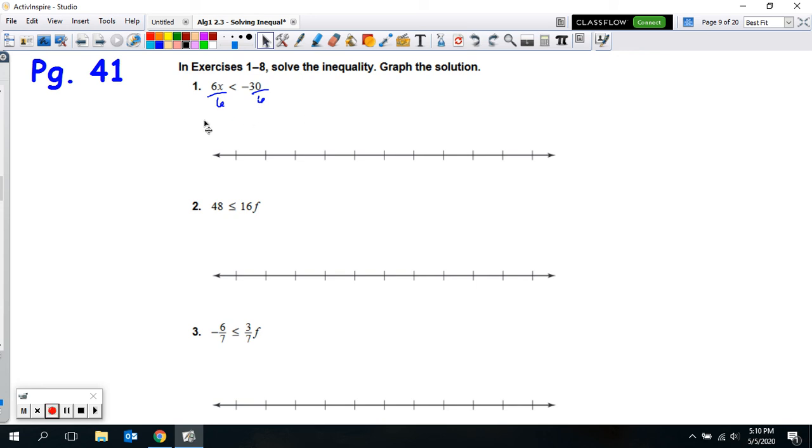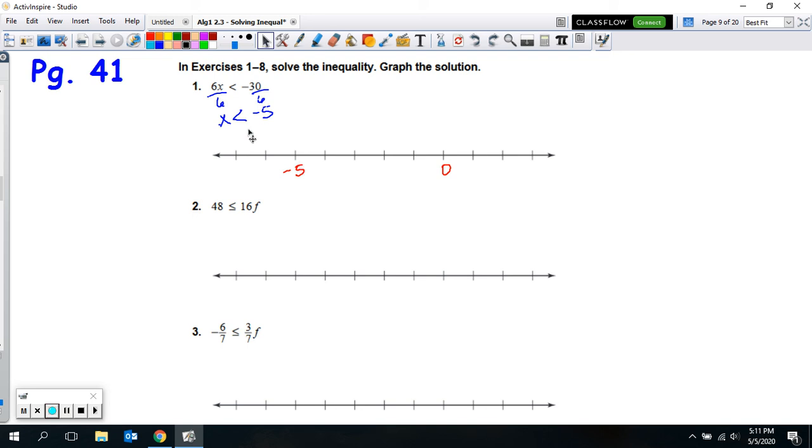On this side, we get the x. 6 divided by 6 is just 1, so 1x there. Because we're dividing both sides of the inequality by a positive, we keep the sign the same. We don't change it. It stays facing the same direction. Over here we have negative 30 divided by 6, which is negative 5. So there's our solution. We want to graph this one. We put 0 somewhere on the number line, and then negative 5 is going to be 5 to the left of the 0. This is where our open or closed hole is going to be, at the negative 5 point.